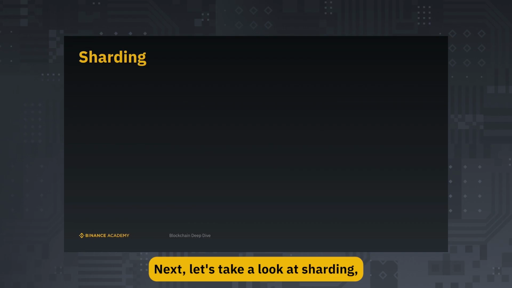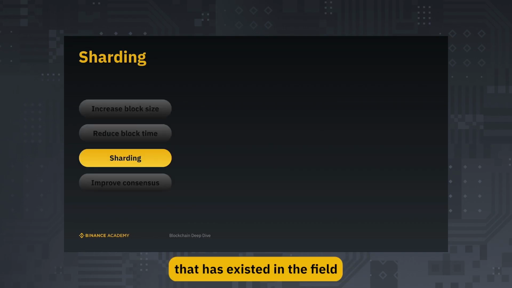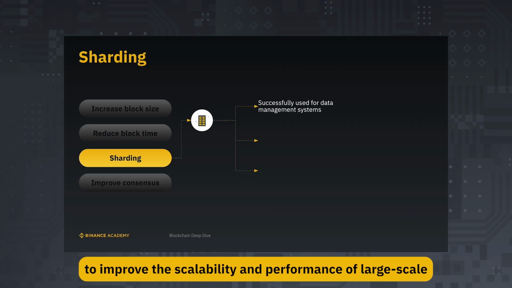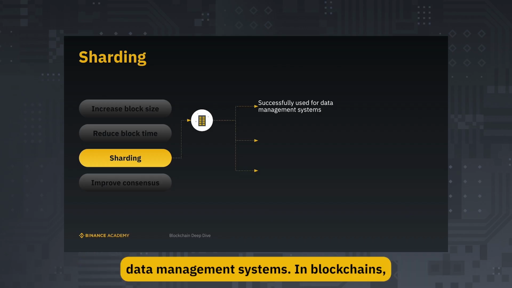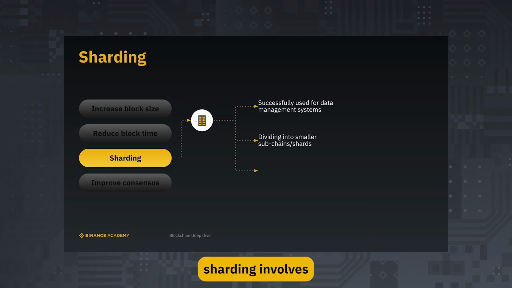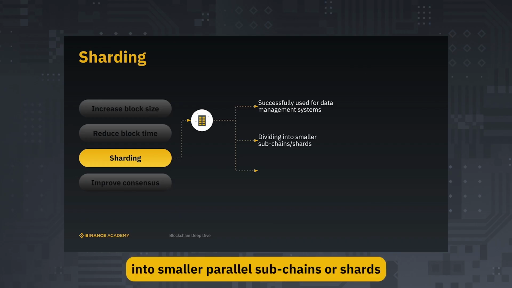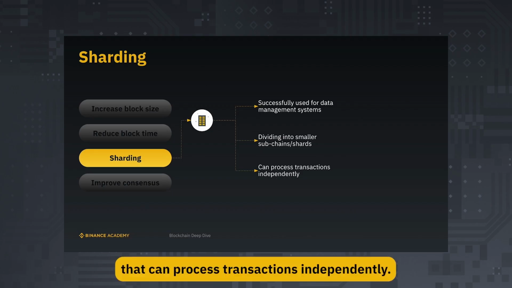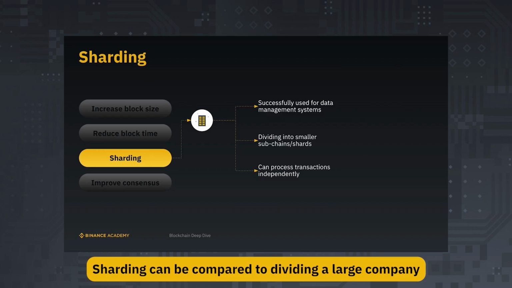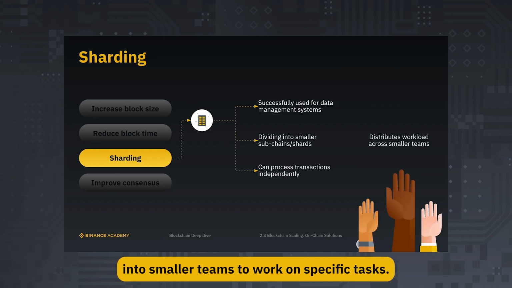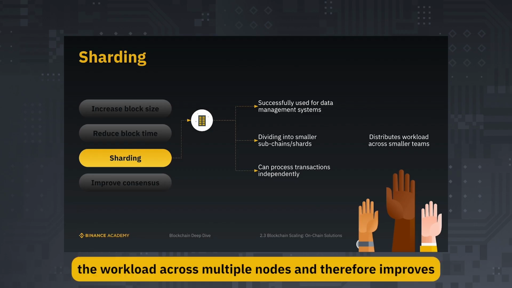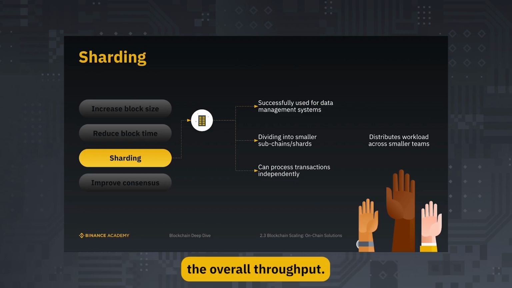Next, let's take a look at sharding, a technique that has existed in the field of distributed databases for a long time and has been successfully employed to improve the scalability and performance of large-scale data management systems. In blockchains, sharding involves dividing the network into smaller parallel subchains, or shards, that can process transactions independently. Sharding can be compared to dividing a large company into smaller teams to work on specific tasks. It effectively distributes the workload across multiple nodes and therefore improves the overall throughput.